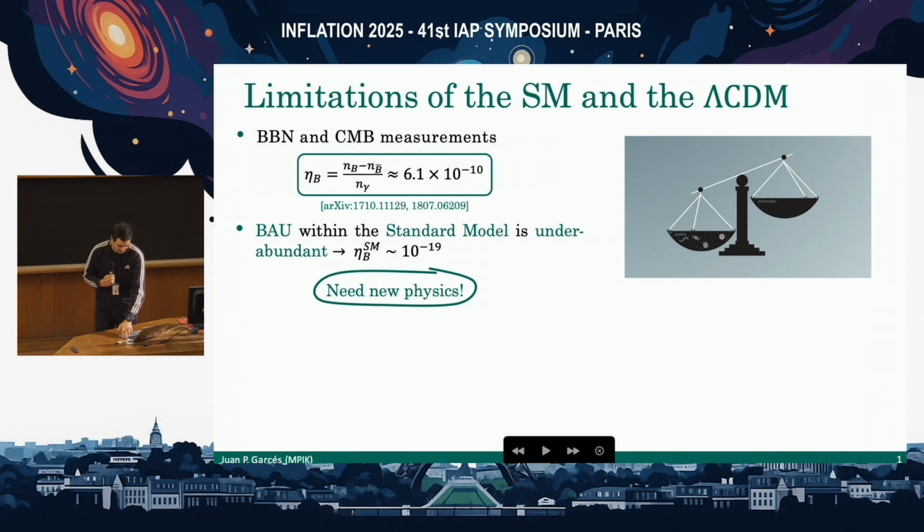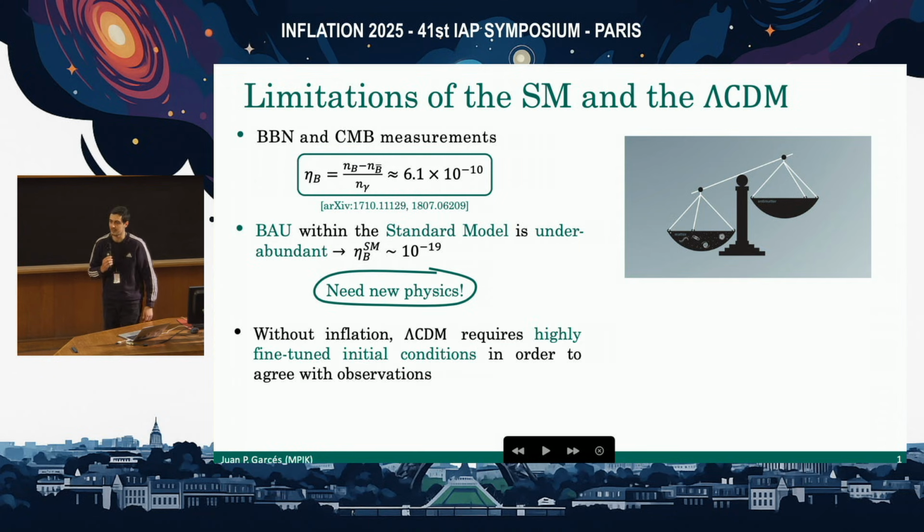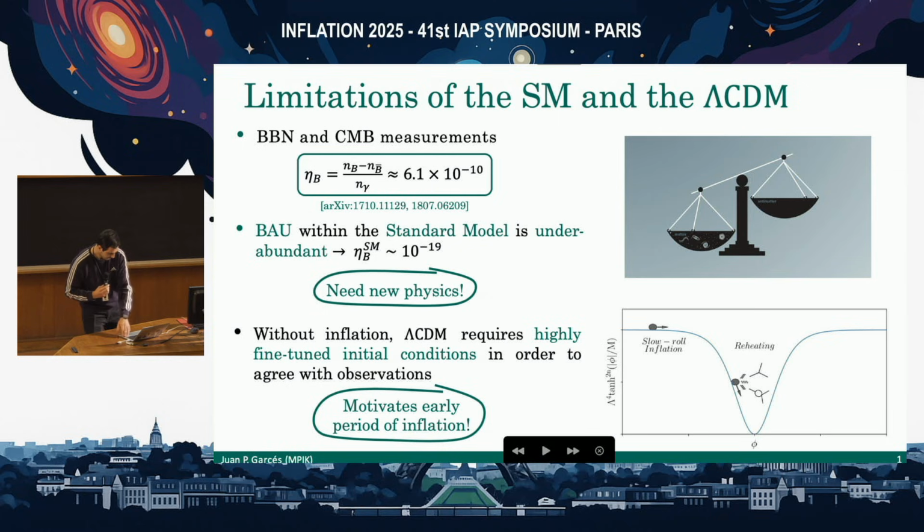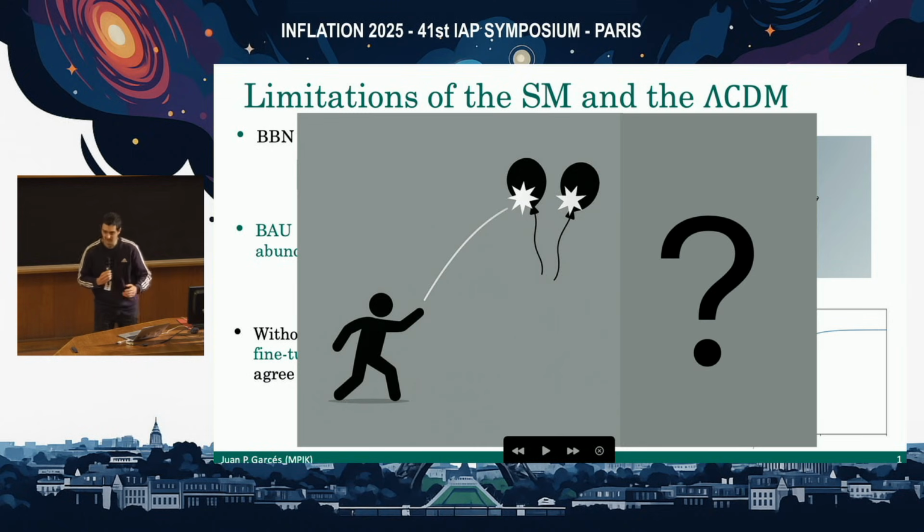And then on the other hand, we also know that lambda CDM without inflation requires highly fine-tuned initial conditions to agree with observations, and this of course motivates an early period of inflation. So what we wanted to do is to kill two birds with one stone, or actually two balloons, because ChatGPT was reluctant to give us a cartoon where animals are being harmed.